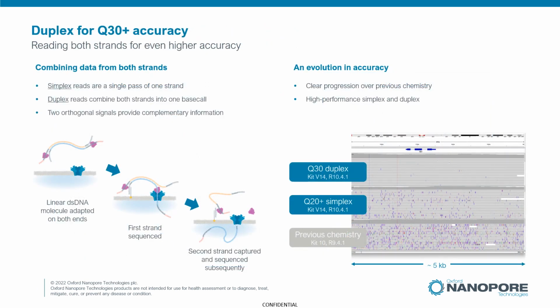So 2 accuracy types exist, simplex and duplex. Simplex is a single pass of just one of the strands of a double-stranded DNA molecule. Duplex is when both strands of that molecule are sequenced separately but then combined to deliver one higher accuracy base call for the single molecule. The R10.4.1 pore with Kit 14 chemistry gives visibly vast improvements over the old R9 chemistry. And duplex data is the cleanest and most accurate data from nanopore sequencing and is independent of read length.